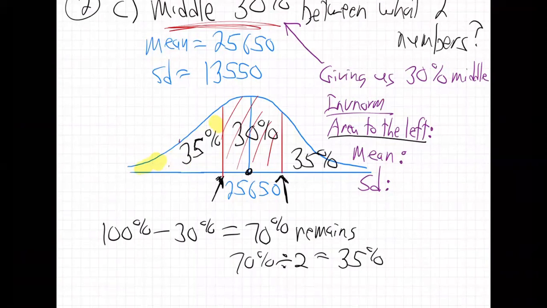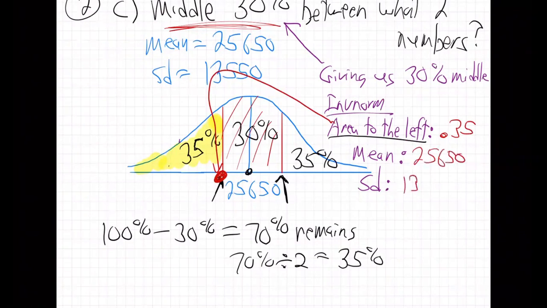Okay, great. So now when we're trying to find this section, which is left of this spot, everybody tracking with me? The area to the left of this spot right here is 0.35, isn't it? And then you just put in the mean and the standard. My mean is 25,650. My standard is 13,550, and you hit the buttons on your calculator, and you will get the left spot. Now we've got to get the right spot.